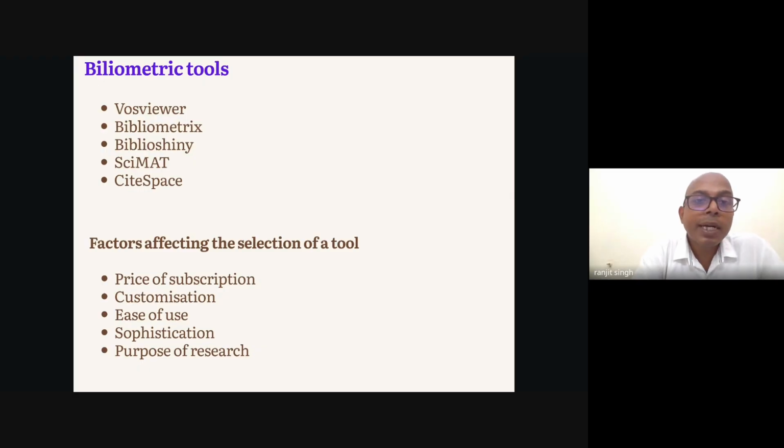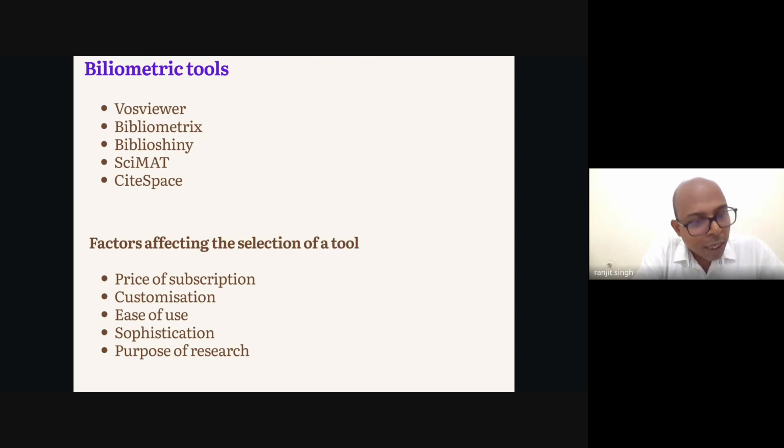Next is bibliometric tools. Now the file is ready. Next you have to choose the tools. There are several tools available for bibliometric analysis, for example, VOSviewer, Bibliometrix, Biblioshiny, CiteSpace. But the most advanced bibliometric tool is Bibliometrix and its web version, that is Biblioshiny.